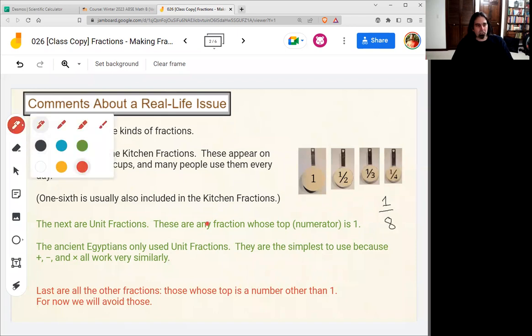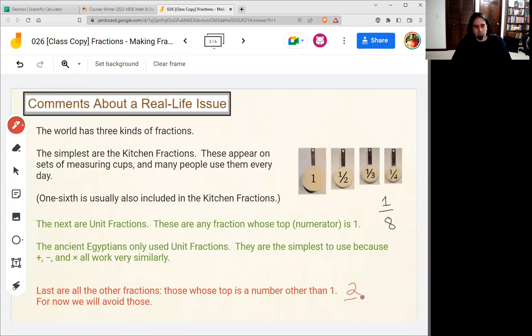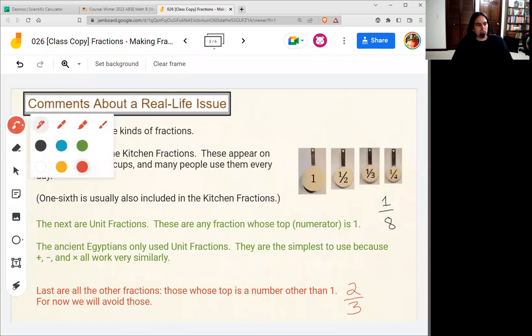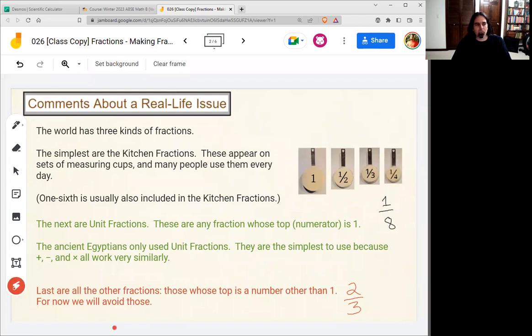There are fractions like, say, 2/3. The top number is not 1 anymore, but we don't need to rush and deal with those. We can think just about the kitchen fractions and some other unit fractions to start with. Ready?